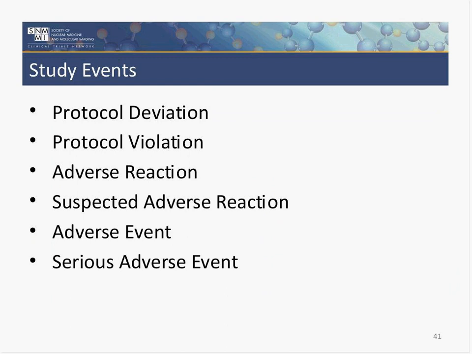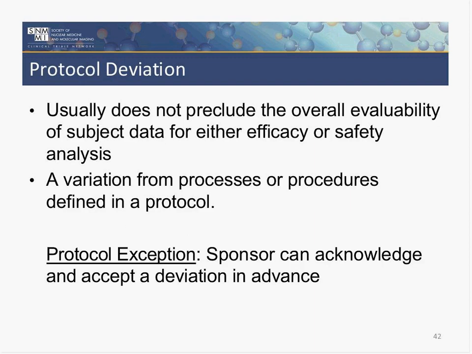Okay, let's move on to some study events and some terms that you need to know in terms of clinical research. A deviation is a variation from the process or procedure defined in a protocol. Usually when you have a protocol deviation, it's something that you can't avoid. You missed a blood draw because the line clotted, or you missed getting the EKG exactly on time. You got it 5 minutes late because the patient had to use the restroom. Typically, you can still use that subject's data. It's maybe one data point that is an outlier.